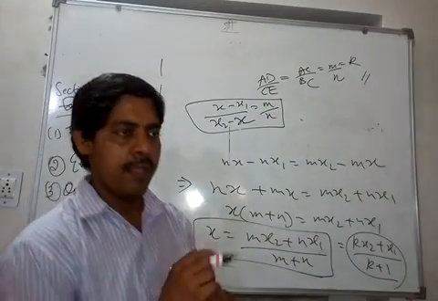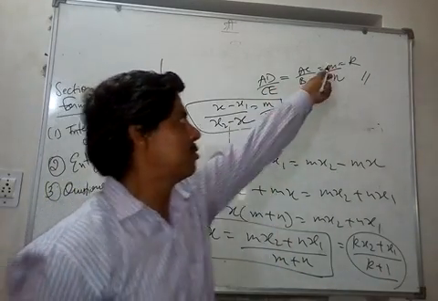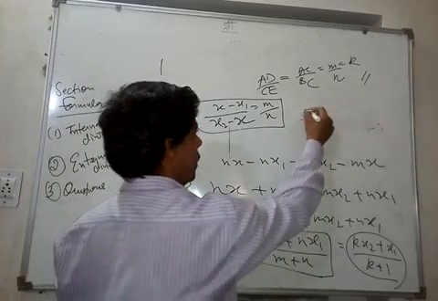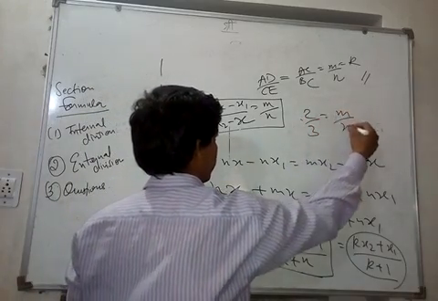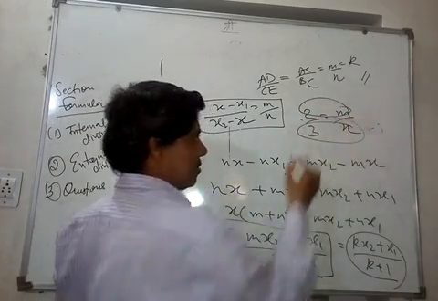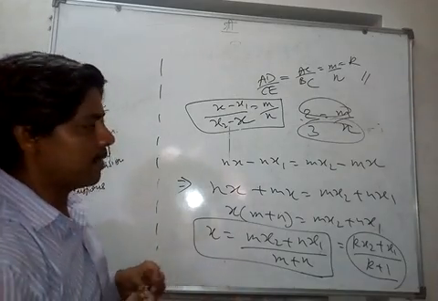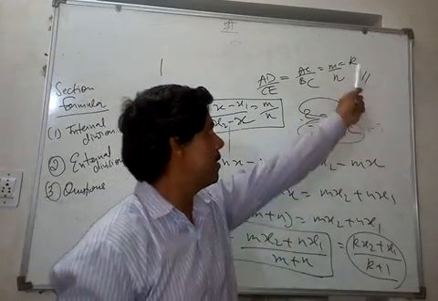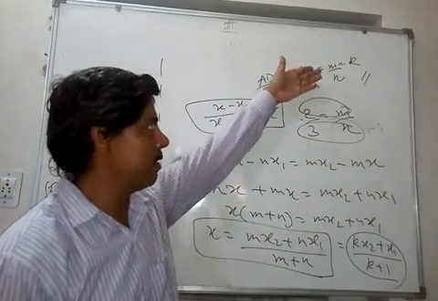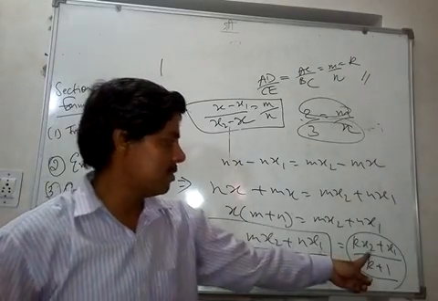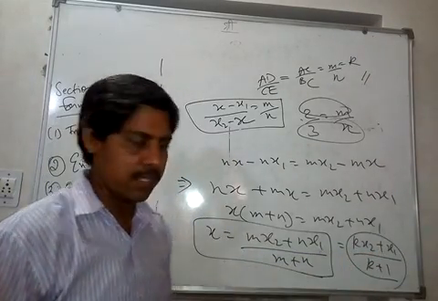Suppose 2 by 3 is the ratio. So when you are writing 2 by 3, you will write m is equal to 2 and n is equal to 3. But that is not the only way. Sometimes we easily write, let 2 by 3 be k. So let m by n be k, and this formula reduces to (kx2 plus x1) upon (k plus 1).